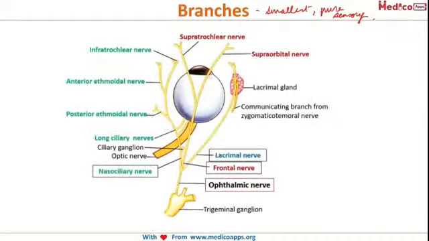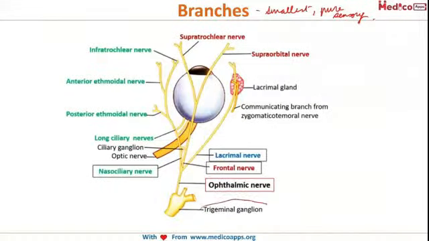So as we know, the ophthalmic division is the smallest of all divisions and it is purely sensory. So when it arises from the trigeminal ganglion, it passes along the lateral wall of the cavernous sinus and then it reaches the superior orbital fissure, through which it exits the cranial cavity and enters the orbital cavity. Okay, so we'll learn more about the ophthalmic division now.